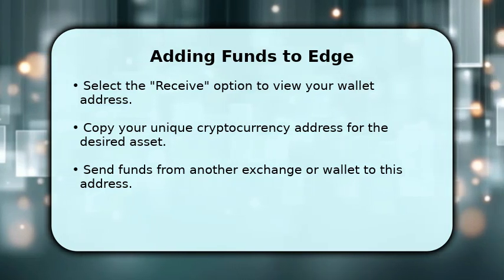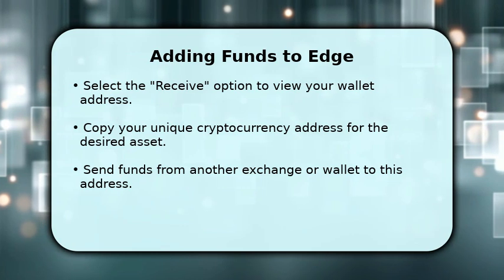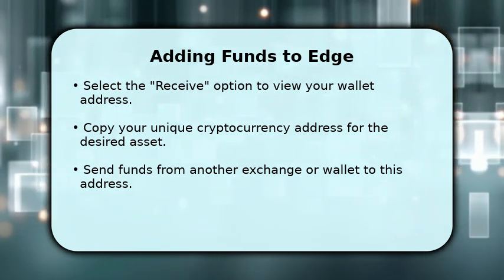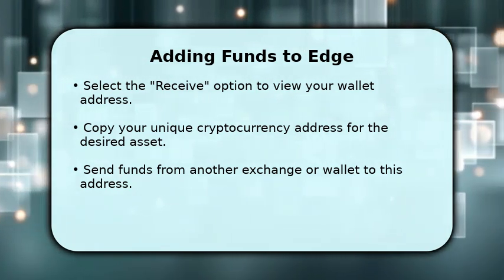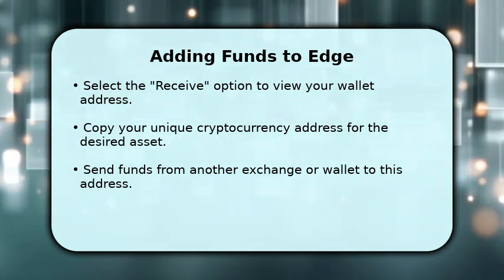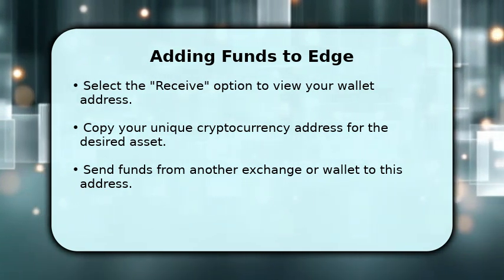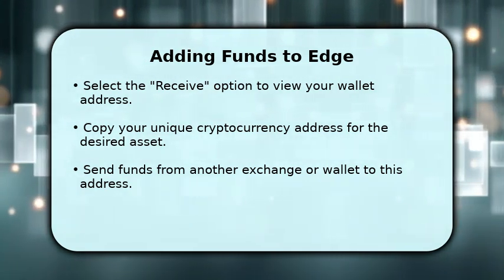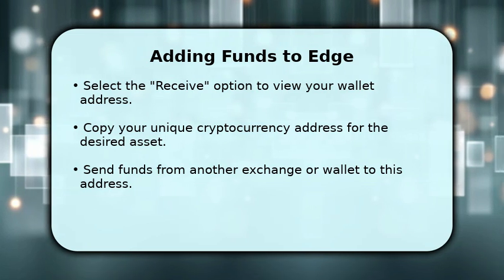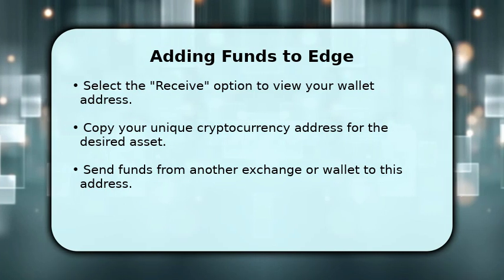Now that your wallet is set up, let's add some funds. To do this, tap on the Receive button within the app. You'll see a list of supported cryptocurrencies. Choose the one you wish to receive, and your unique wallet address will appear. Copy this address carefully. Then, go to your external exchange or another wallet and paste this address to send your desired cryptocurrency. Transactions typically confirm in a few minutes, depending on the network.